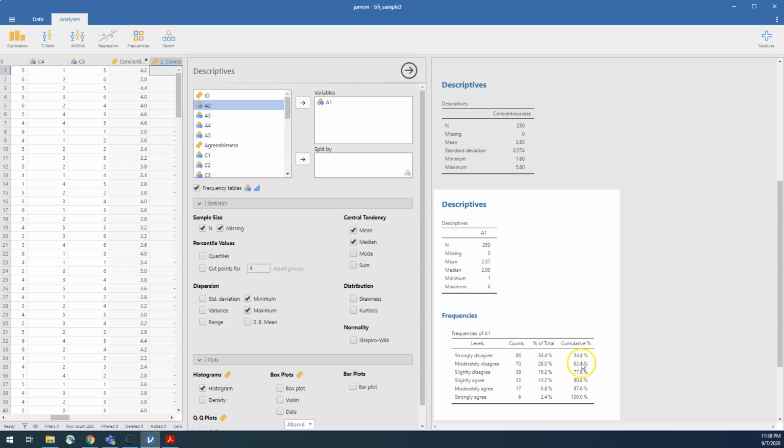This cumulative percentage is adding up these as it goes. So the utility of this is, say we wanted to know how many people disagreed with this statement. We could say 34% strongly disagreed, but we wanted to add to that how many people moderately disagreed, 28%, and that would come to 62. And we'd also want to add to that how many people slightly disagreed, and that'd be another 15 for 78 or so. So 78% of people disagreed with this statement in some degree, strongly, moderately, or slightly.